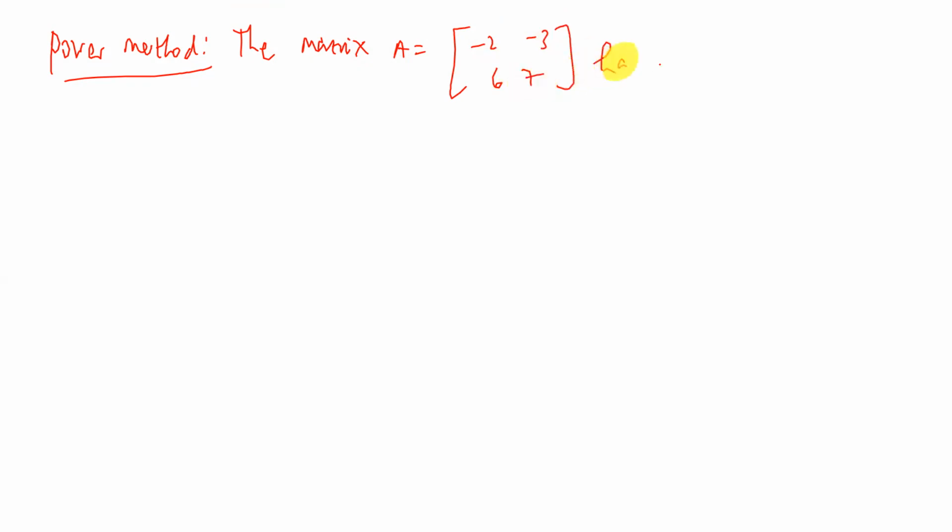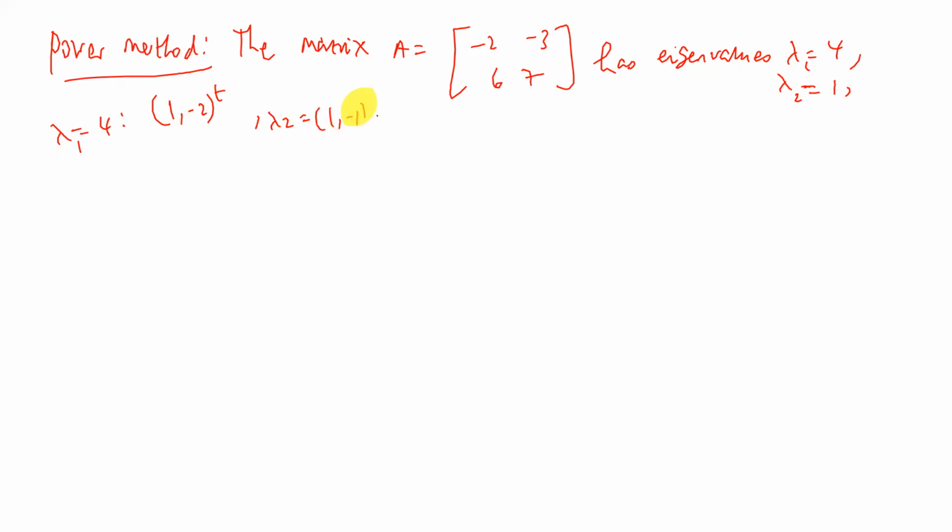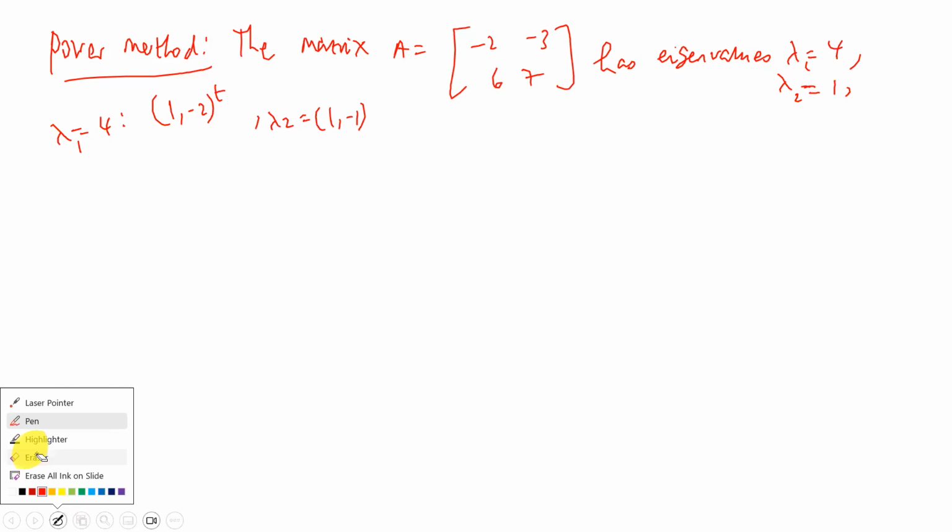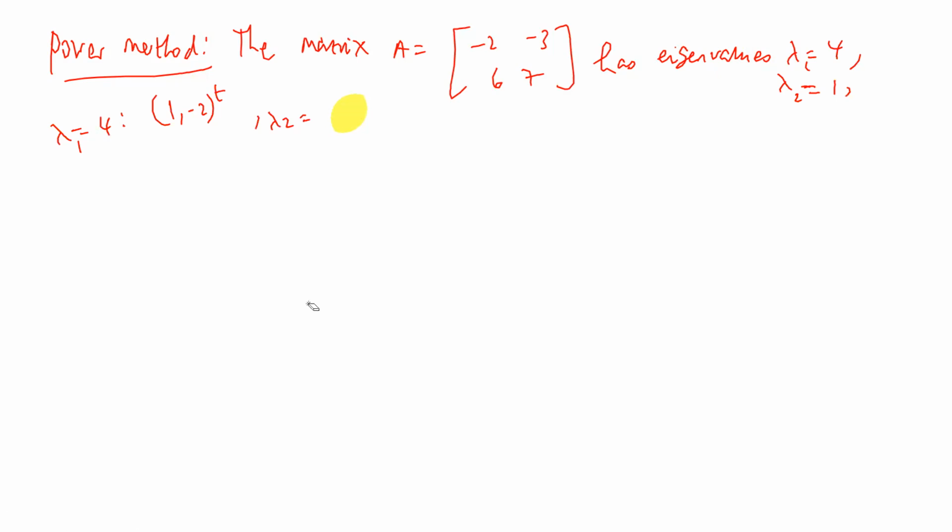It has eigenvalues lambda 1 equals 4, lambda 2 equals 1. So there are two. I'm just giving a hypothetical example here so that you can use this method, but I want to describe the process first.